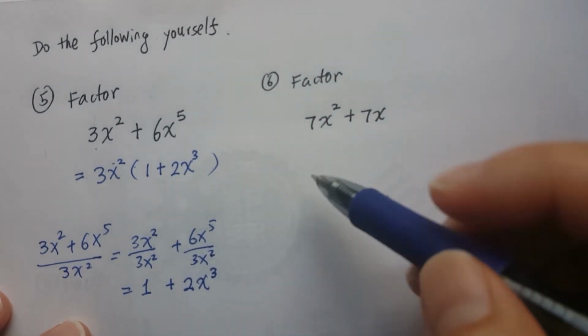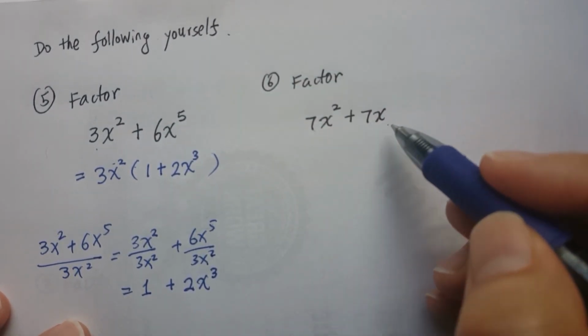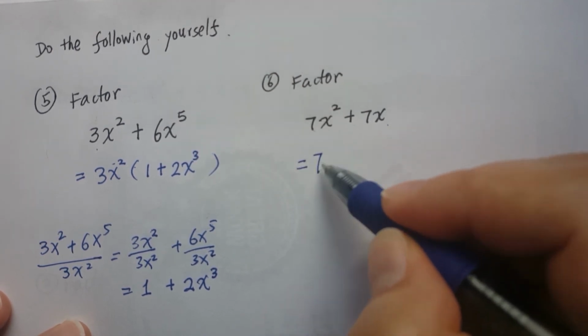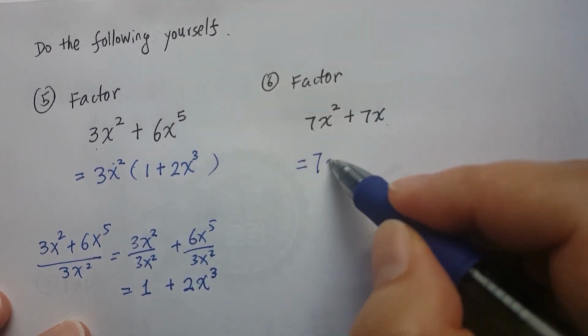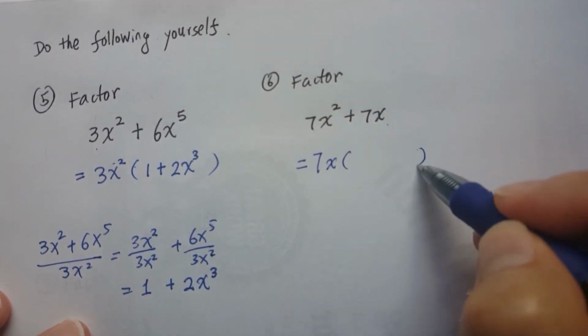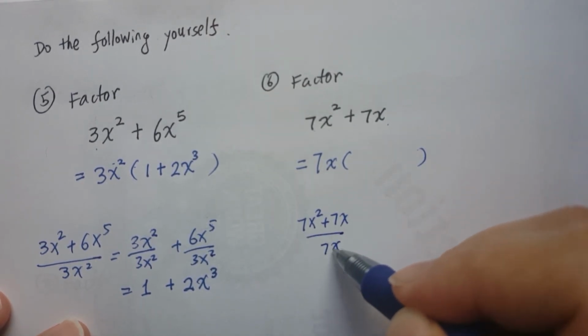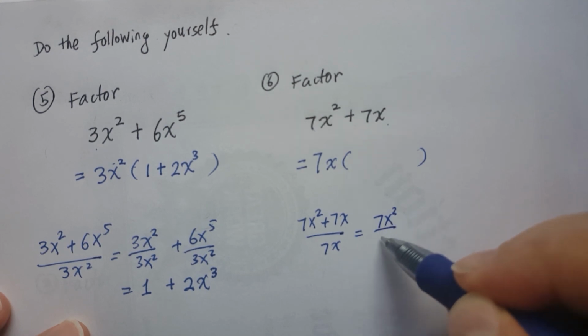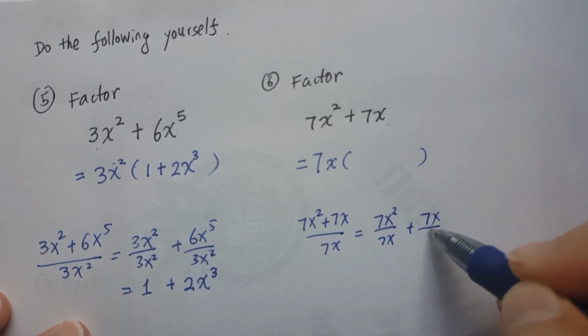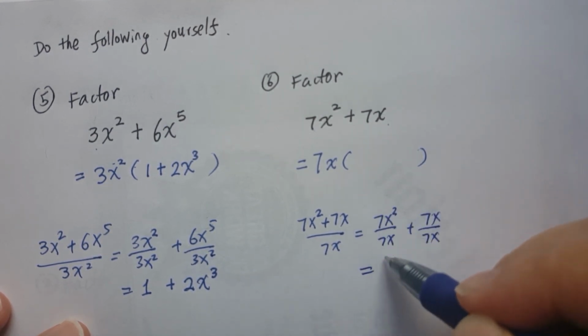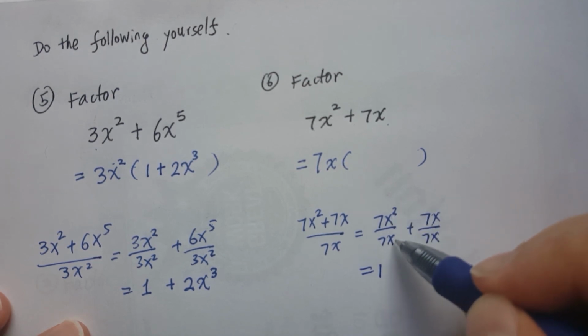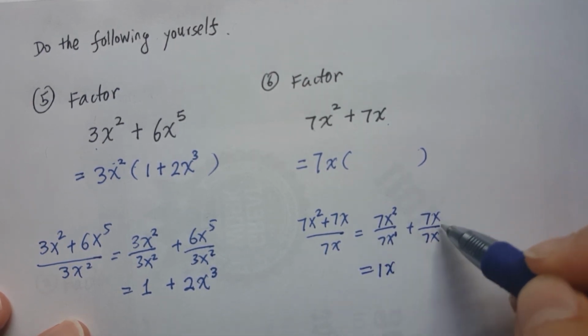Now let's go to number 6. 7x squared plus 7x. You can see they have 7 in common. x squared and x, definitely x is the lowest exponent. So now we're going to do 7x squared plus 7x divided by 7x. 7x squared divided by 7x plus 7x over 7x. 7 divided by 7 is 1. x squared and x, we subtract exponents, so we get x.